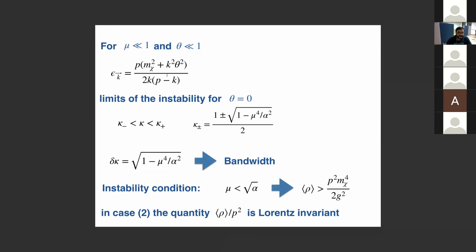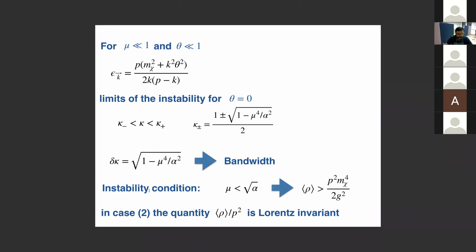Then, as we saw, the maximum bandwidth of the parametric resonance is given when theta is 0. We take this parametric resonance condition, and we find the limits of the resonance, and we find that kappa must be in this range, kappa minus and kappa plus, which are defined by this. And we notice that the bandwidth is just this formula.